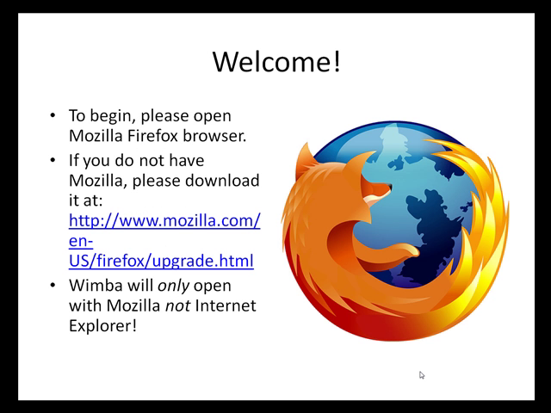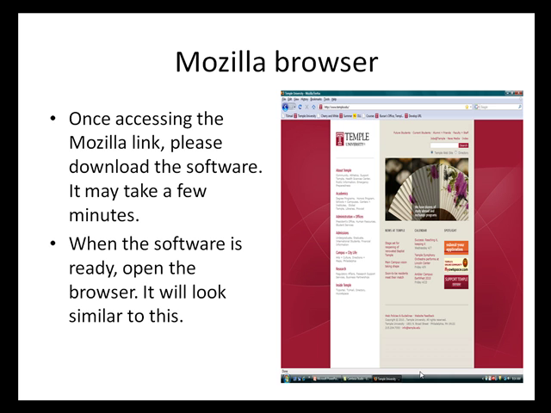To get started, please open your Mozilla Firefox browser. If you do not have Mozilla, you will have to download it at this address here. Wimba will not open with Internet Explorer, it will only work with Firefox. So if you don't have Mozilla Firefox, you'll have to download it to use Wimba and participate in the information session. Once you've accessed the Mozilla link on the previous slide, please download the software.